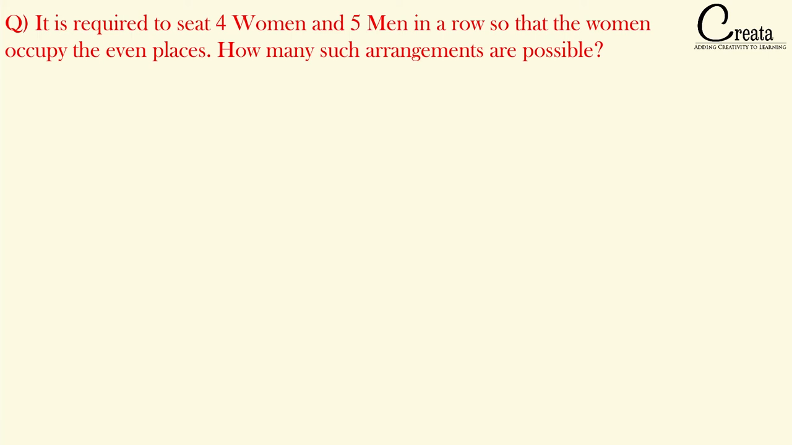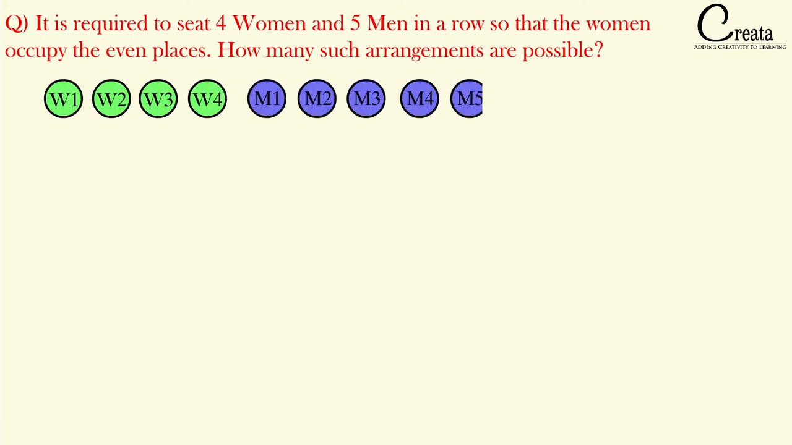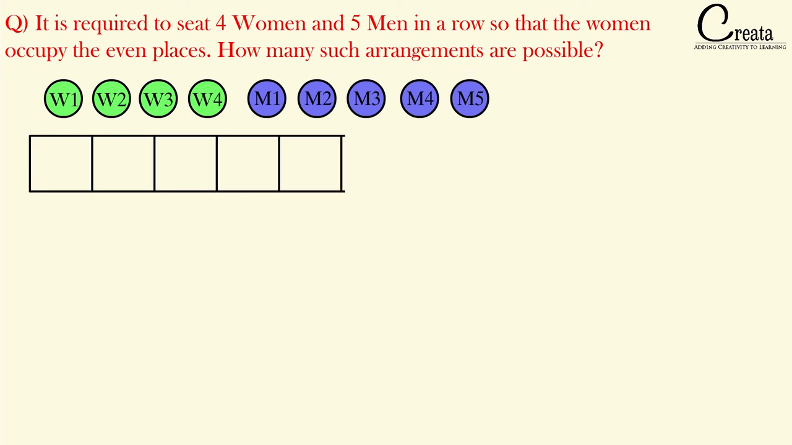Let's approach the question. In this question, 4 women and 5 men are given, so a total of 9 people. We have to arrange these 9 people in a row, that is, 9 slots are given and we have to arrange these 9 people in these 9 slots.